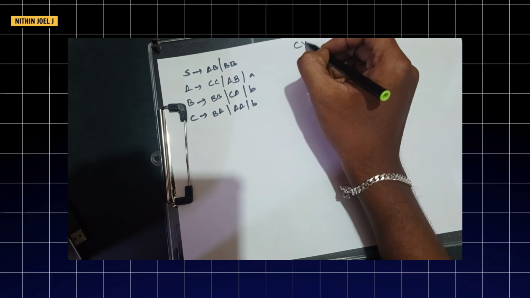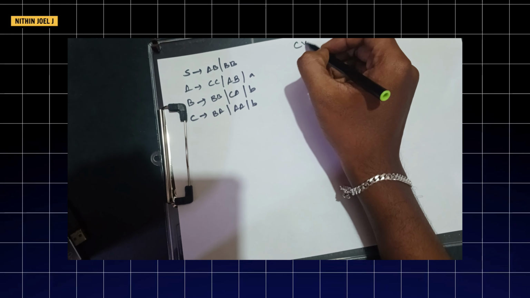Now let's move on to the second row. The second row is a combination of two cells, which are A and A. For finding this, we have to do the cross product, which is A and A, so we will get AA. Now we have to find from the production rules whether any production rule produces this AA. Yes, we have C producing this AA, so let's write C over here.